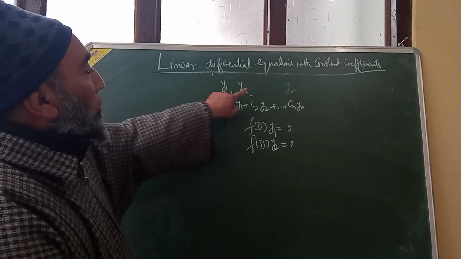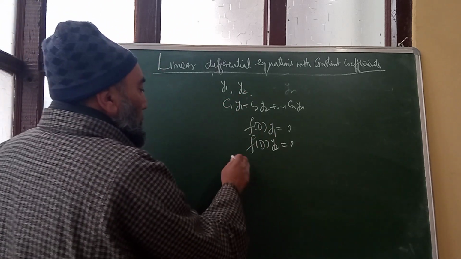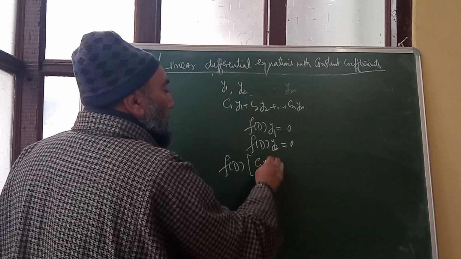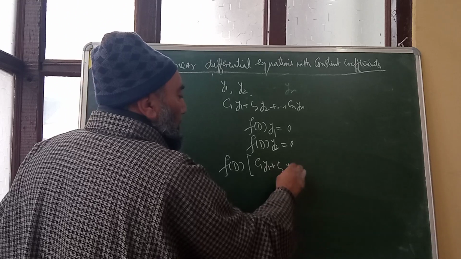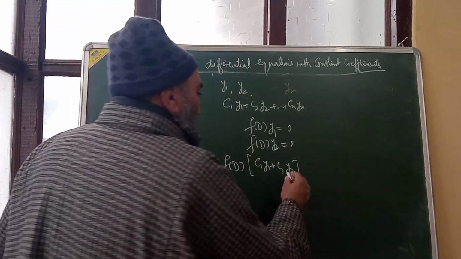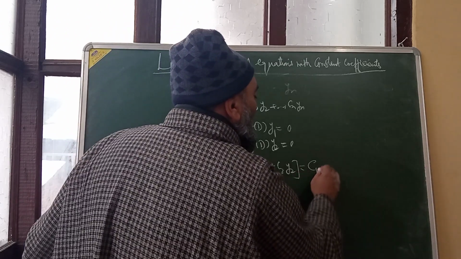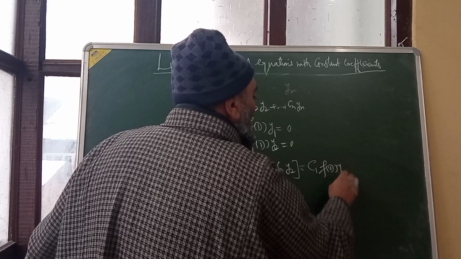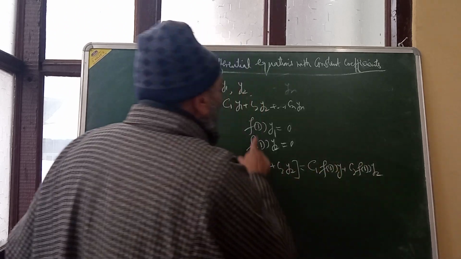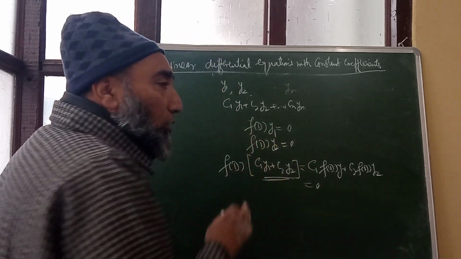Now if y1 is a solution and y2 is a solution, then c1 y1 plus c2 y2 is a solution. To see this, let me operate f(D) on c1 y1 plus c2 y2. I can take up to yn also, it doesn't matter. Now this is a differential operator, and it is linear. So this is c1 f(D) y1 plus c2 f(D) y2. Now f(D) y1 is 0 and f(D) y2 is 0, so this is 0. So this is a solution. This is the general solution.